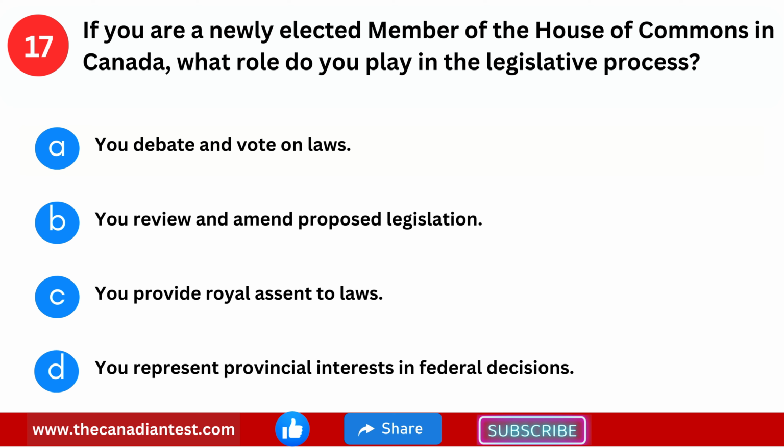If you are a newly elected member of the House of Commons in Canada, what role do you play in the legislative process? Option A, you debate and vote on laws. Option B, you review and amend proposed legislation. Option C, you provide royal assent to laws. Option D, you represent provincial interests in federal decisions.